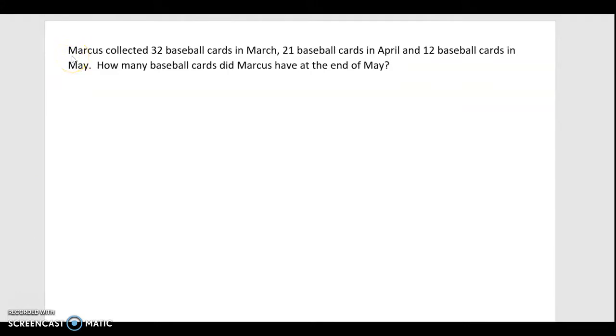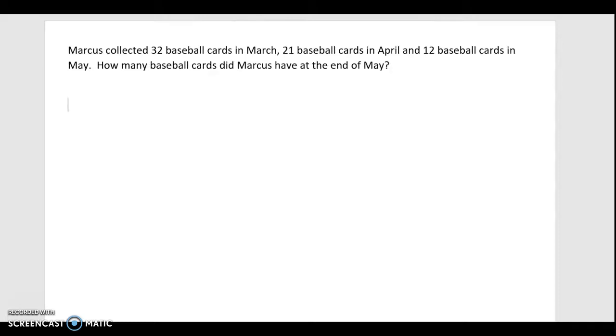Marcus collected 32 baseball cards in March, 21 baseball cards in April, and 12 baseball cards in May. How many baseball cards did Marcus have at the end of May? The first thing we have to determine is what is the problem asking us. The word problem says, how many baseball cards did Marcus have at the end of May? So that tells me that I need to add together how many he had from March, April, and May.